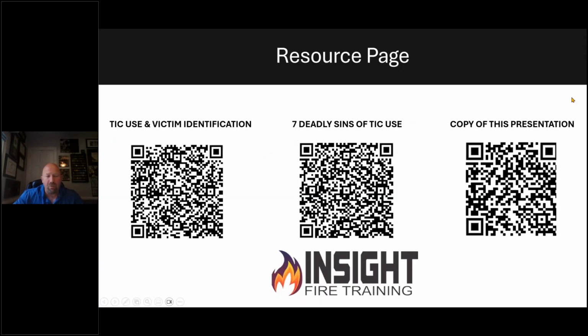We've got these resources for you to use. We highly recommend you do so. So we have the TIC Use and Victim Identification article. We wrote one called the 7 Deadly Sins of TIC Use article, both of those in Firehouse Magazine. And I also have a copy of this presentation already in a Google Drive folder for you. If you'd like to use it, share it with your fire department. And I highly recommend you read the UL study on search and all the data about where you find the victim and how you get them out. And it talks about taking them away from the thermal threat.